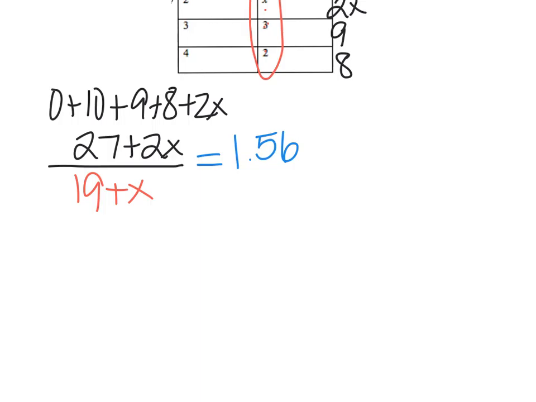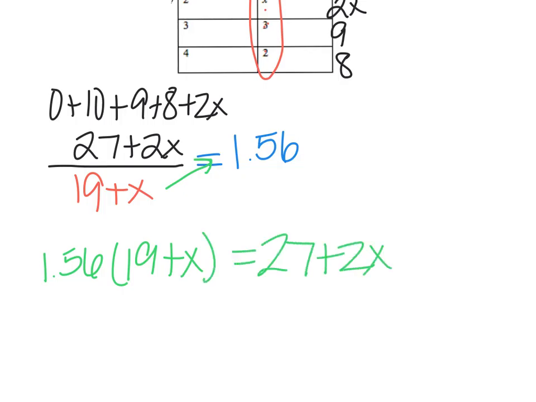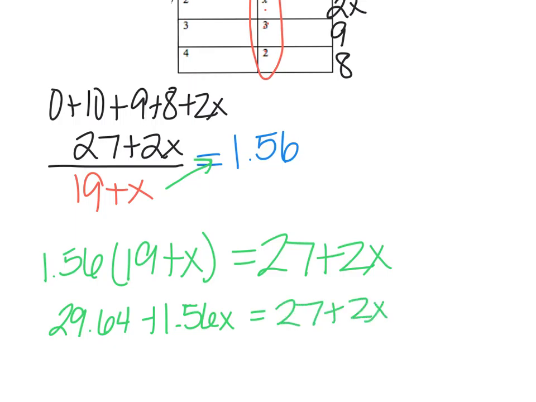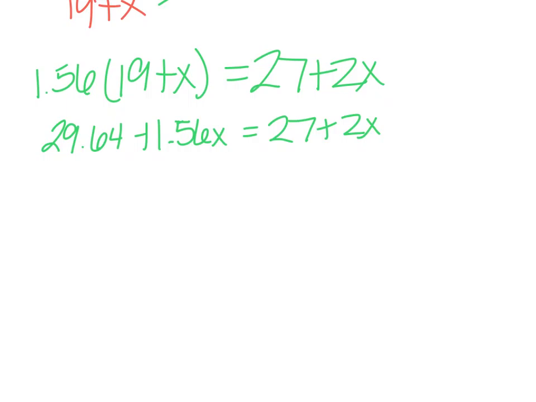Okay, so to solve this now, you're going to go ahead and cross multiply. Remember, when you have to do this, you've got to do 1.56 times 19 plus x equals 27 plus 2x. So 1.56 times 19 is 29.64 plus 1.56x equals 27 plus 2x. Okay, I want to get the same variables on each side, so I'm going to subtract 1.56x.